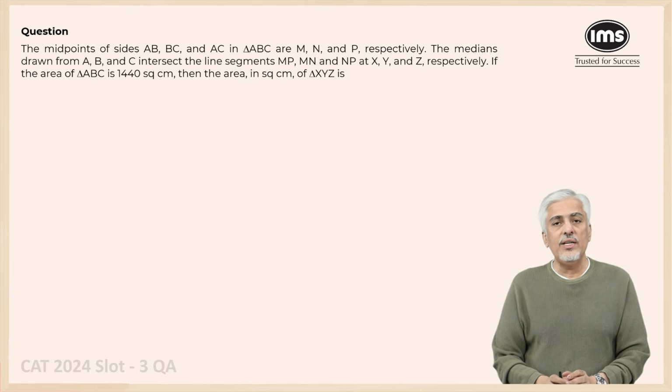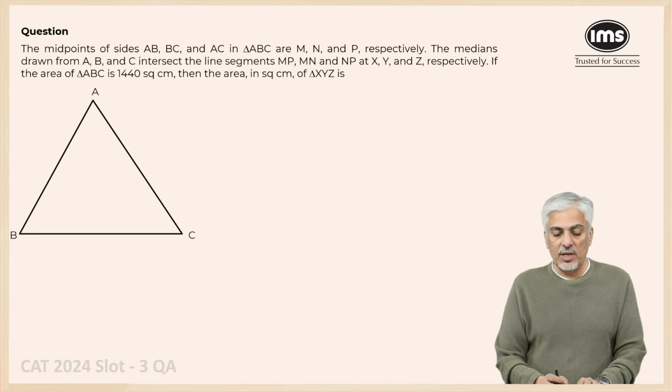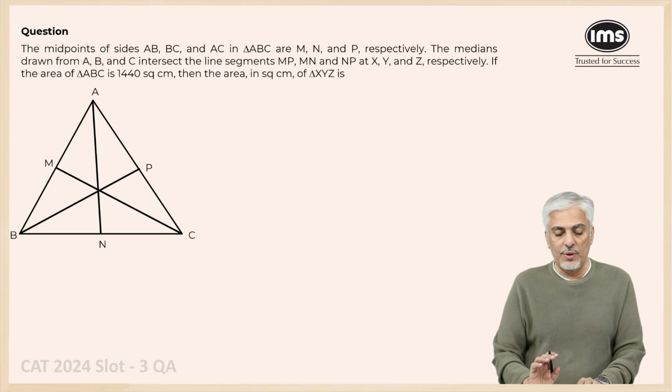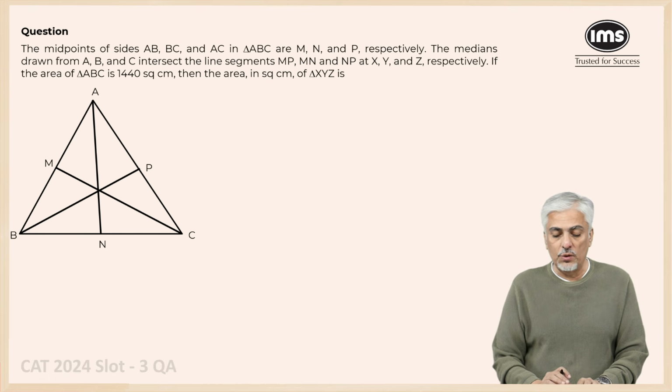One more question of geometry. The midpoints of side AB, BC and AC in triangle ABC are M and P. The three medians are drawn. Okay, so let's first look at that. This is triangle ABC. Three medians, BP, CM and AN. So we have three medians. Obviously, this point will be the centroid. I don't know whether I need it right now or not.